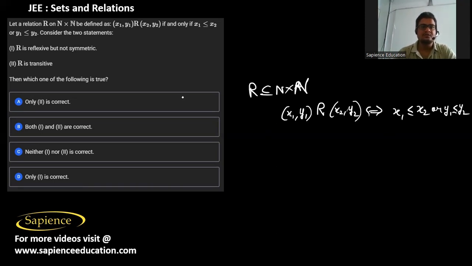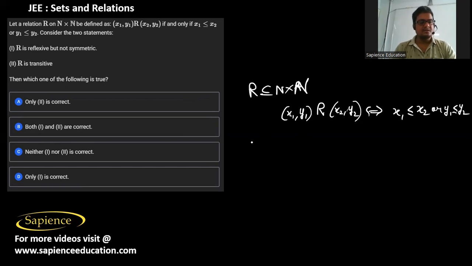Then consider the two statements. R is reflexive but not symmetric, and R is transitive. Then which one of the following is true, that we have to find. So we have to find if this relation R is reflexive, symmetric, or transitive or not.